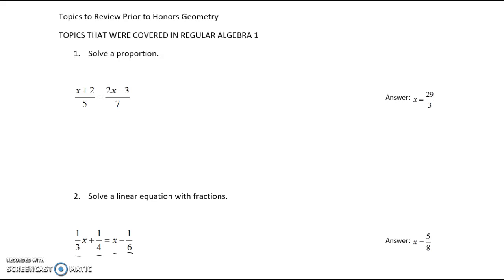The intent of this video is to give you some hints on how to solve some of these algebraic problems. In this first example, we have two fractions that are equal to each other. Now we could multiply both sides by some numbers to get rid of the denominators and simplify. Or another thing to think about here is this is when you would cross multiply. Multiply the 7 times the quantity x plus 2 and 5 times the quantity 2x minus 3.